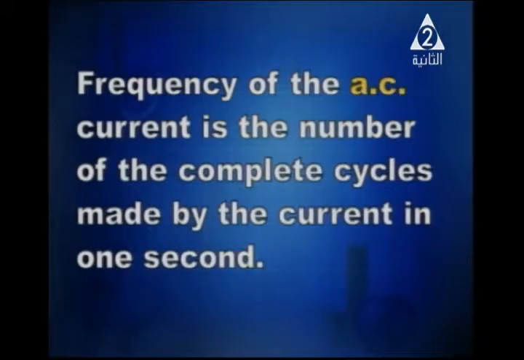And what about the frequency of the alternating current? It is the number of complete oscillations, complete cycles made by the current in 1 second. So let me say it again. What about the frequency of the alternating current? It is the number of the complete cycles made by the current in 1 second.